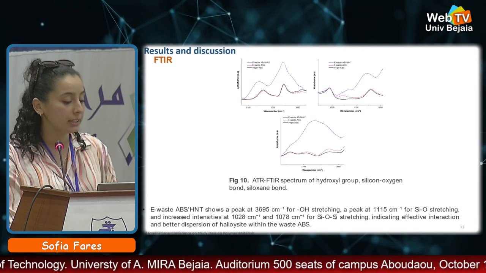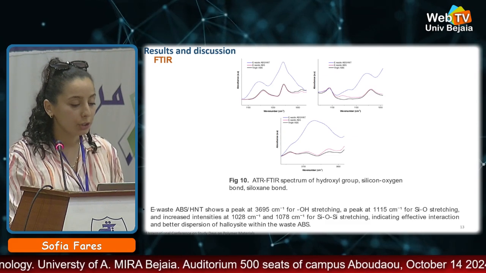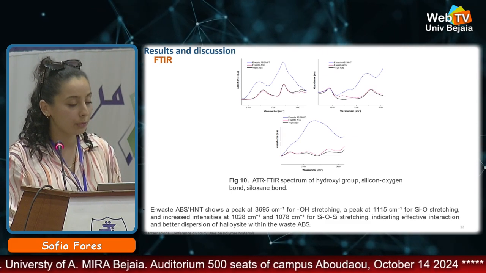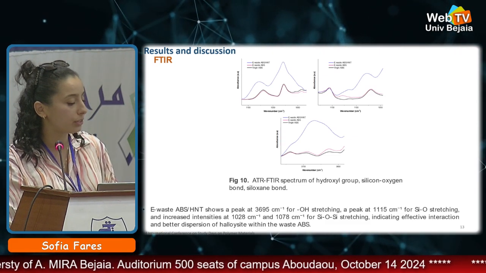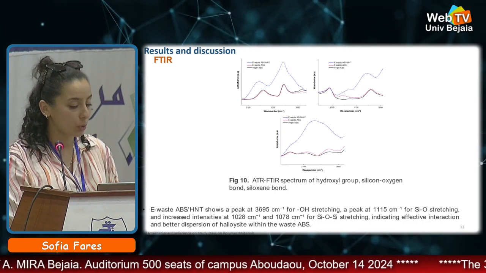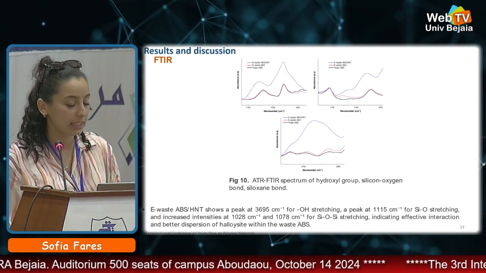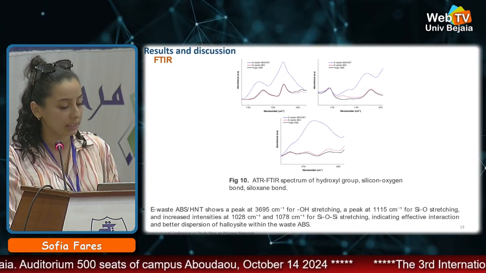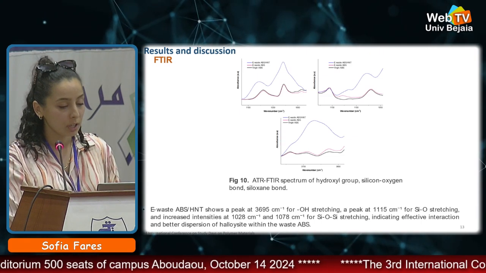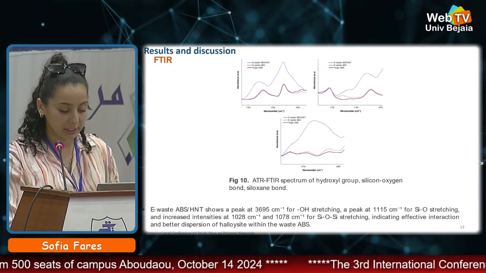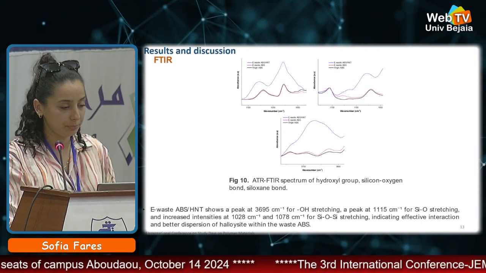The e-waste ABS reinforced with HNT shows a peak at 3,685 for OH, another peak for SEO, and a third peak for SEO-SE, which indicate the presence of HNT.